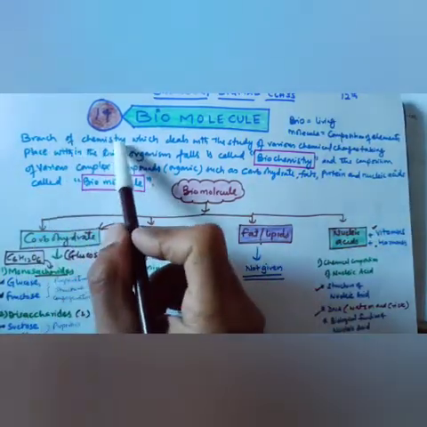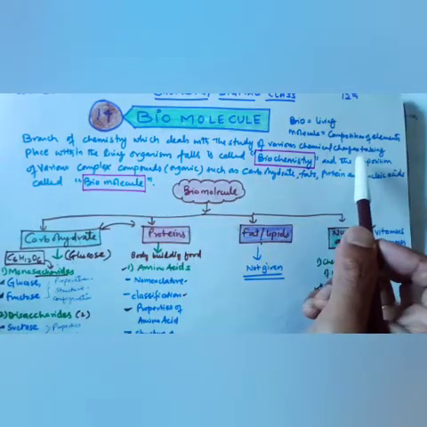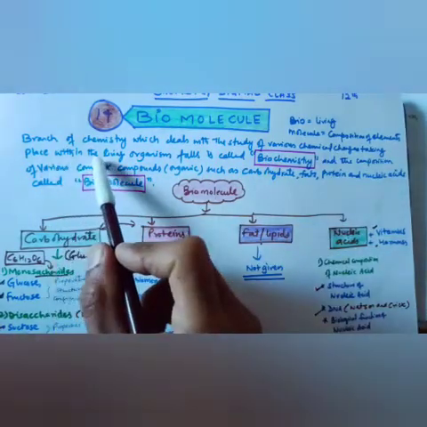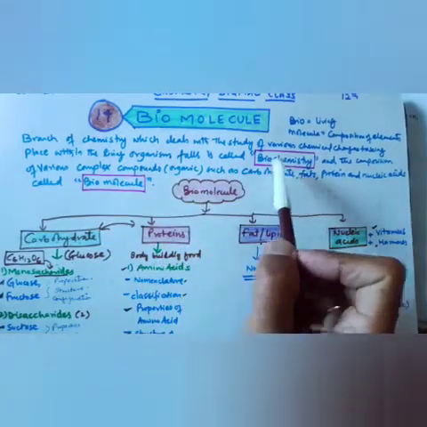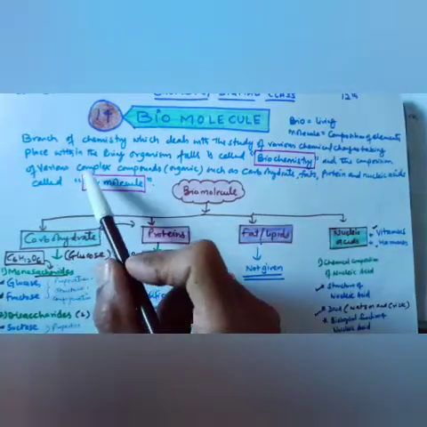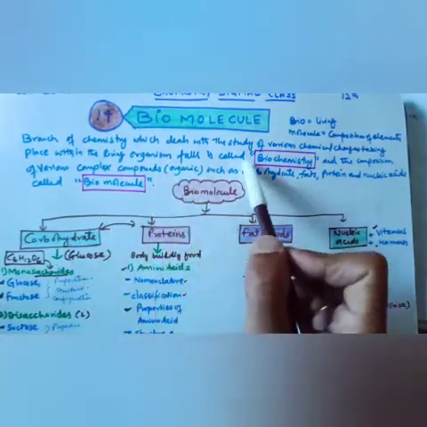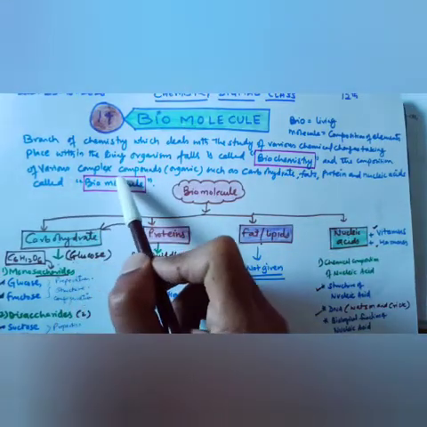So it is a branch of chemistry which deals with the study of various chemical compositions or changes that take place within the living organism, which falls under biochemistry. The branch of chemistry dealing with the study of various chemical changes taking place inside the living organism's body is called biochemistry, and the composition of various complex compounds.